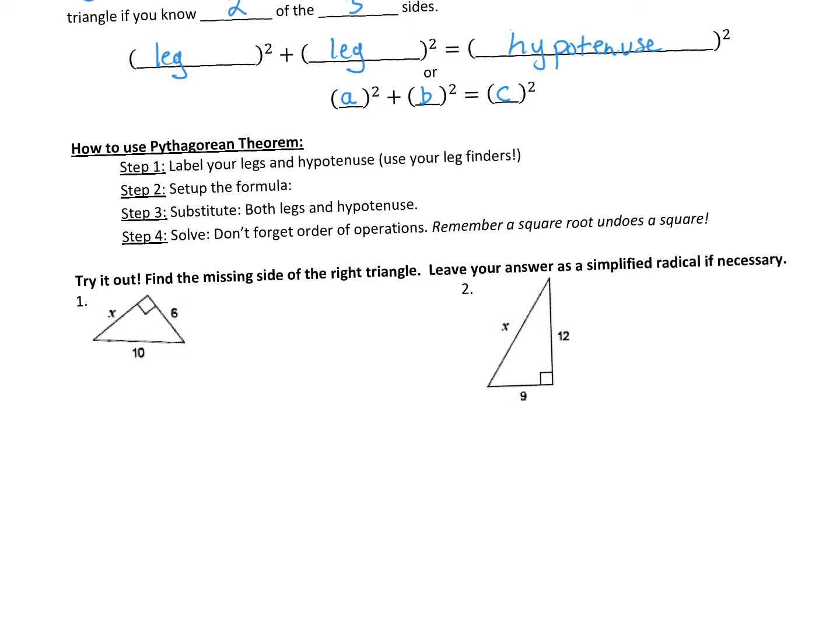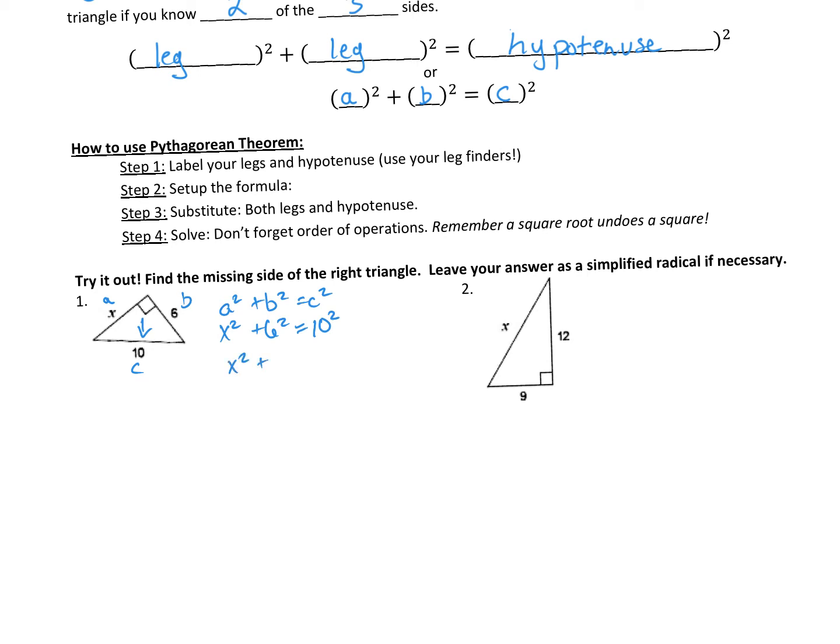So I'm going to call this one A and this one B. This is another leg. And this one C, because that's the hypotenuse, because it's opposite from my right angle. So here, A squared plus B squared equals C squared. This gives me x squared plus 6 squared equals 10 squared.